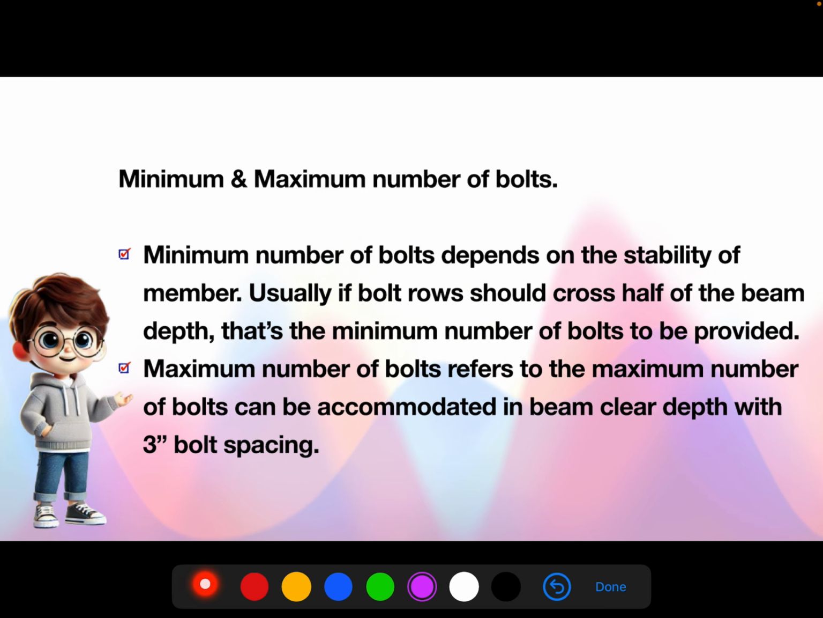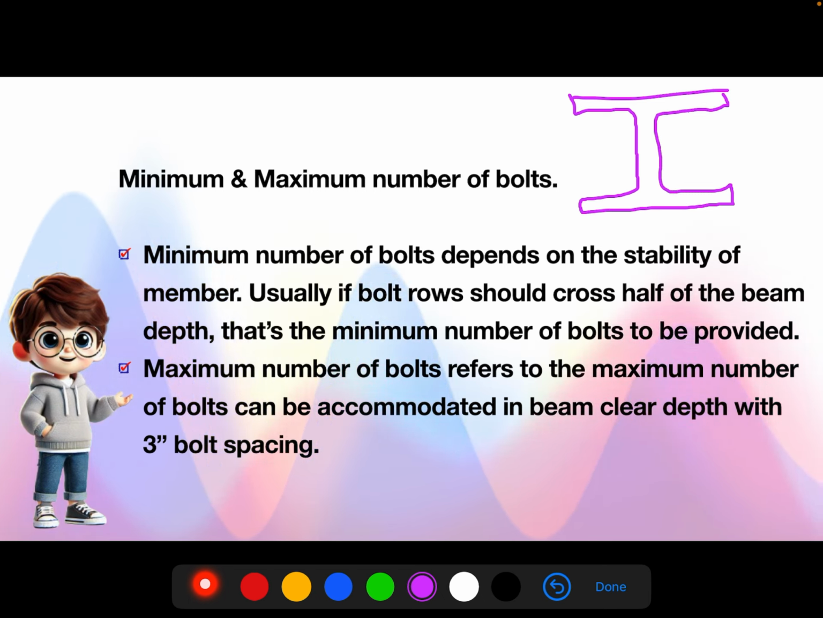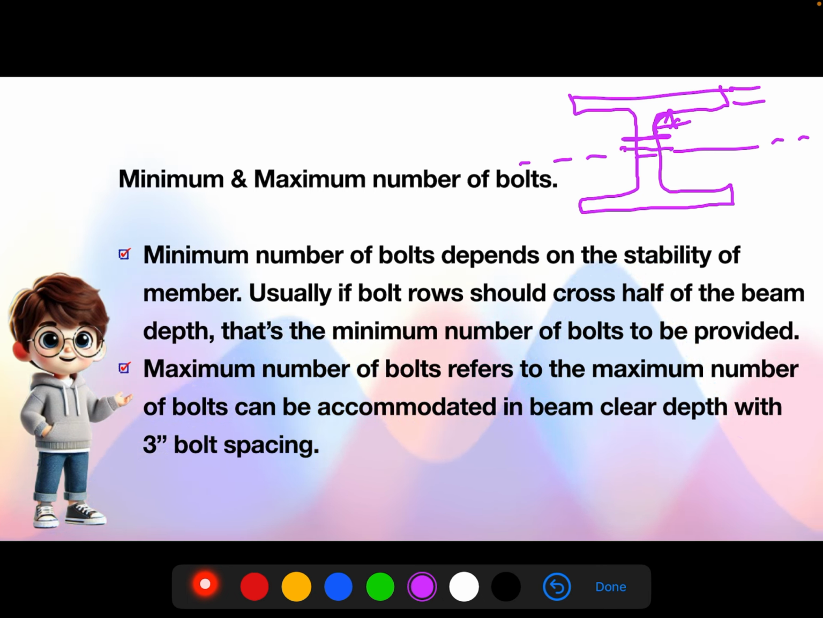Next, minimum and maximum number of bolts. If you take a beam like this, okay, this is the flange thickness and this portion is rounding radius portion, means curved portion, and this is the beam center line, and after this curved portion you will start providing bolt rows. Okay, the minimum number of bolts means, when you are providing these bolt rows, at least one bolt should cross the center line of the beam. So that is the purpose of minimum number of bolts.